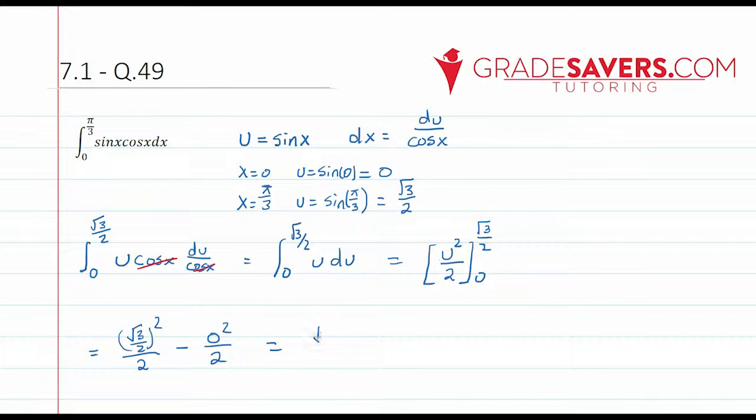root 3 over 2, let's just erase that a little bit. Root 3 over 2 squared gets rid of the root on the 3, so we're left with 3, and 2 squared becomes 4, divided by 2, and this is 0, so this simply becomes 0. And 3 over 4 divided by 2 is equivalent to 3 over 8. And that's your final answer.